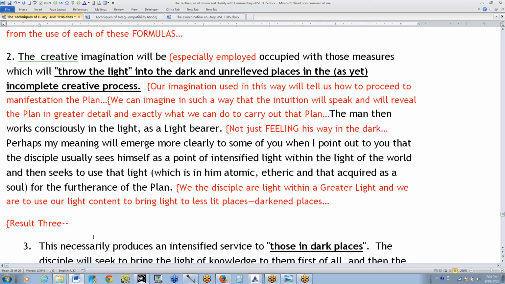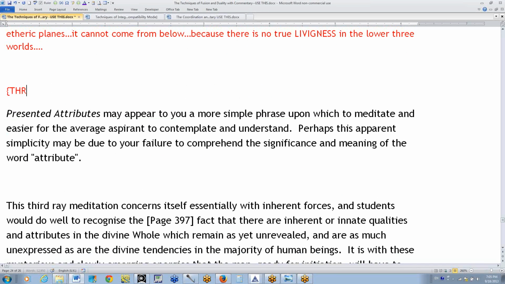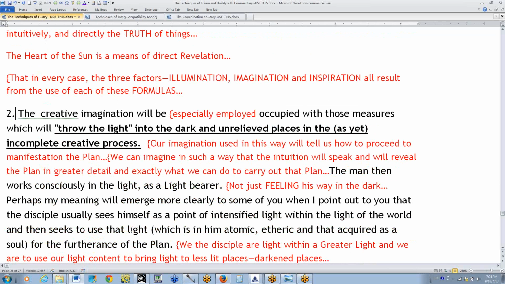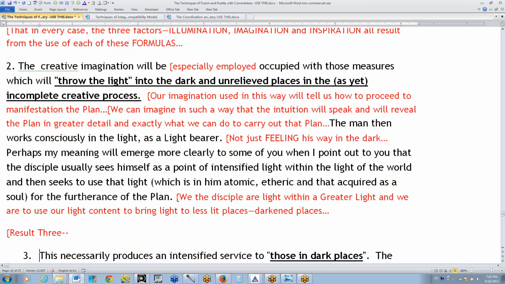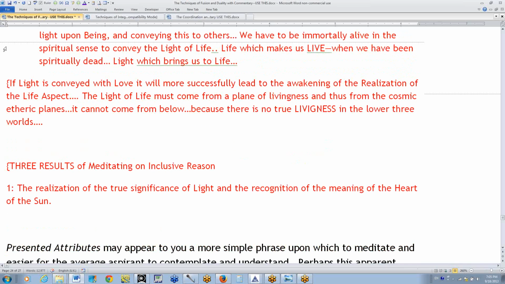So what are the three results we have? Let's take a look. Three results of meditating on inclusive reason. All right, let's get them and summarize them, just to fix them in our minds: the realization of the true significance of light and the recognition of the meaning of the heart of the sun. All right, that's number 1.